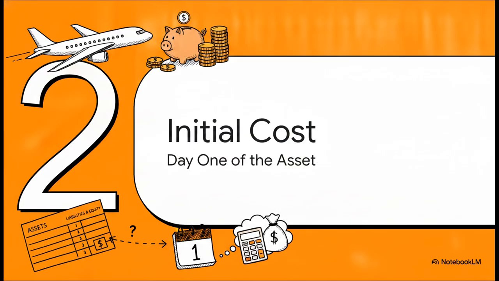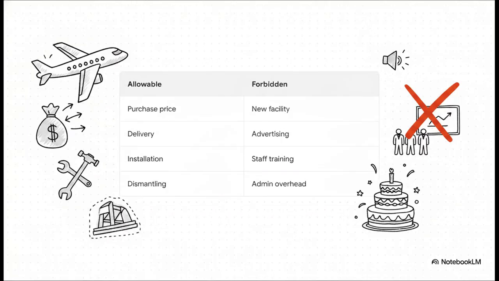Moving on to Section 2, calculating the initial cost. Day 1 of the asset's life. Okay, so day 1. Our airline just bought that brand new jet. What actually makes it into the cost bucket on the balance sheet? The standard is incredibly specific here. You've got your allowable costs, obviously the purchase price, non-refundable taxes, delivery, installation, even the initial estimate of dismantling the thing later on. Basically, any costs directly tied to getting that plane ready to fly.